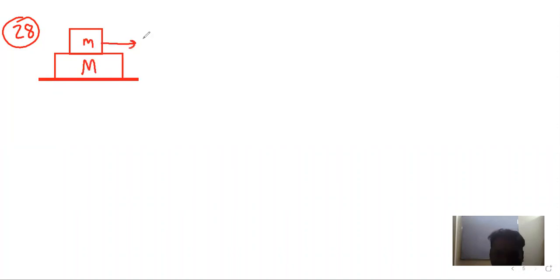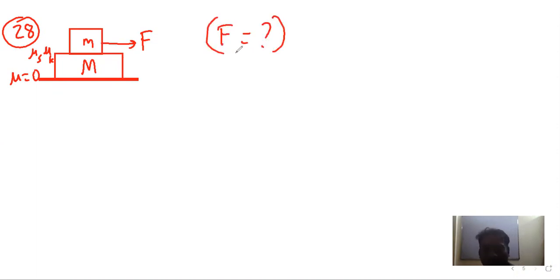So in the next question, we again have two blocks and ground. So this is small m, this is capital M, and this is force capital F. Here in this case, there is no friction between ground and capital M. So mu is 0 here, and here we have mu s and mu k again. Now, in this case, we have to find the maximum value of capital F on the upper block so that both move together.